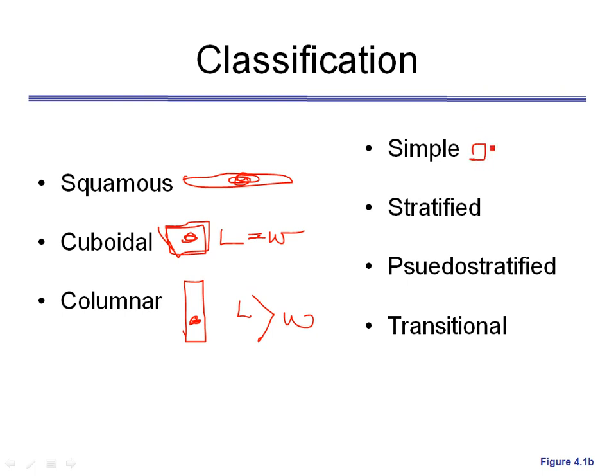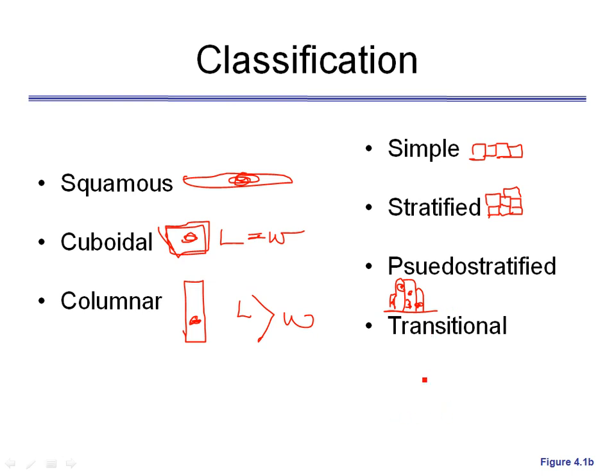If I have 1 layer, that is simple. If I have 2 or more layers, don't even need to count them, just 2 or more, that's stratified. If I have a tissue and the cells of this tissue are variable heights, however, they're all in contact with the basement membrane, that is called pseudostratified. And the reason it looks like it's many layers is because the cells are of different heights and the nuclei fall on different levels.